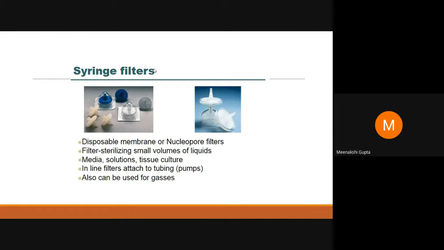These syringe filters are used for small scale purposes. They are disposable membrane filters, and small amounts of liquids can be sterilized by this, or we can say thermolabile preparations can be sterilized by this method.